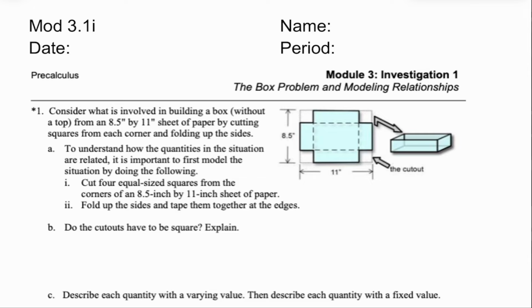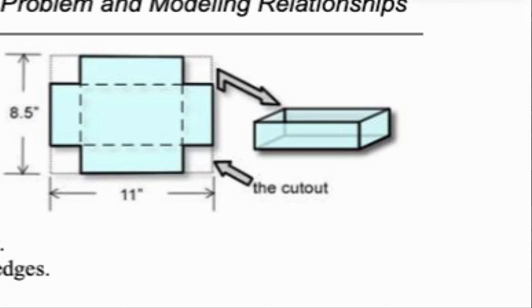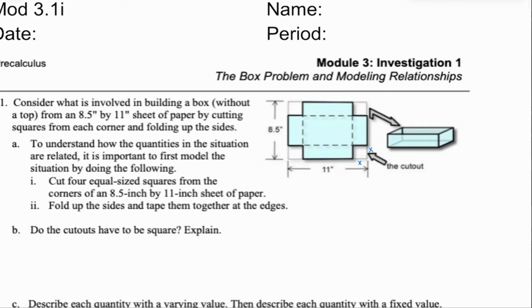It says, consider what is involved in building a box without a top from an 8.5 by 11 sheet of paper by cutting squares from each corner. So they have shown us here that they have cut squares. So remember, these lengths would be the same. So we can say that this is length X and this is length X from every corner, okay? Now it says that we are going to cut 4 equal size squares from the corners, fold up the sides, and feel free to tape them together, or you can just hold them for a moment.